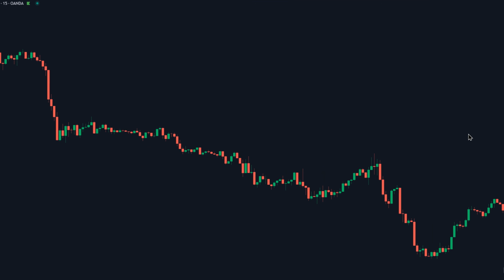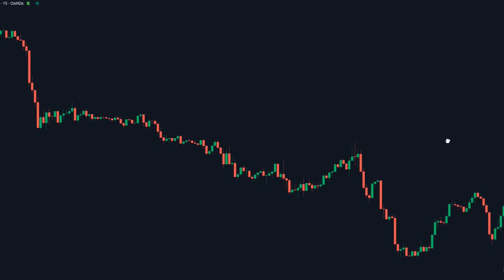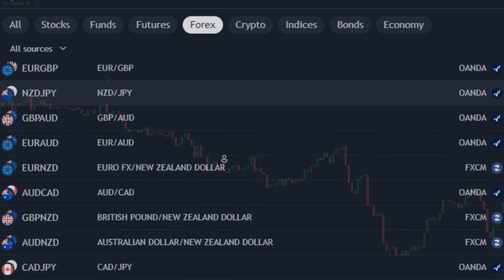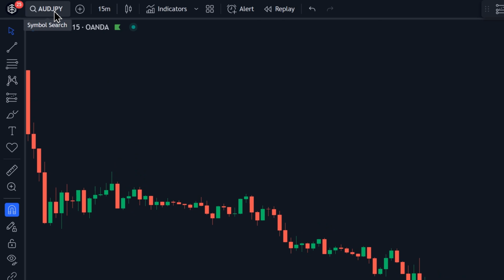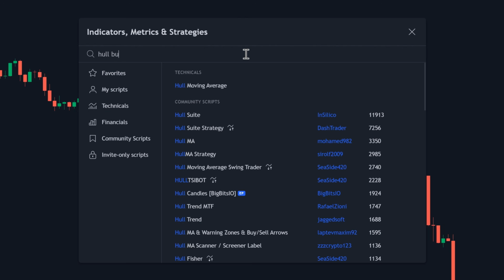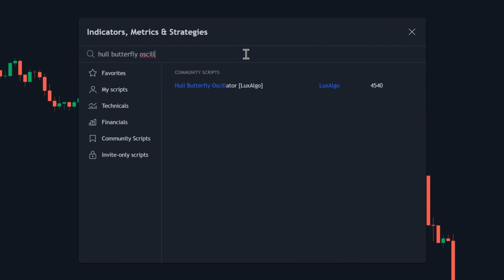Let's get into it. Now, to add this indicator to your chart, you want to go to TradingView, then load any trading security that you like. Personally, I'm going to be using AUDJPY. Then click on Indicators and type in Hull Butterfly Oscillator, this one by Lux Algo.